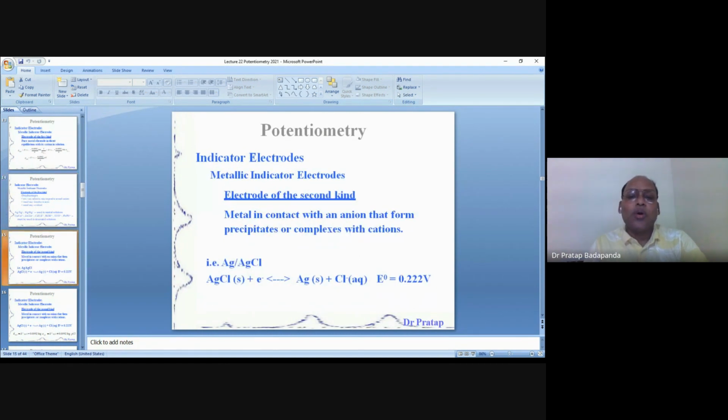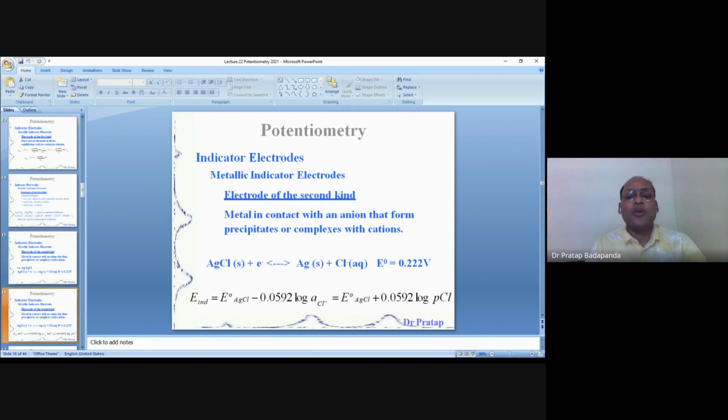Next, electrode of the second kind, metallic electrode of the second type. Metal in contact with an anion that forms a precipitate or complex with cations. So this is AgCl. Here Ag is the cationic part and Cl is the anionic part. It gives the electrode potential 0.222 volt. It will follow the Nernst equation.